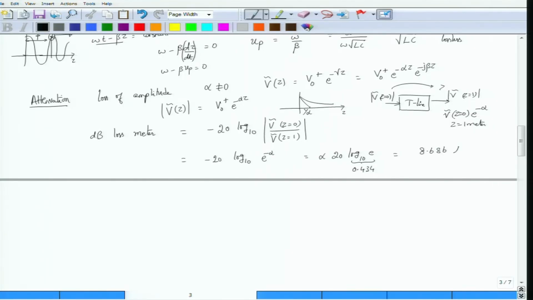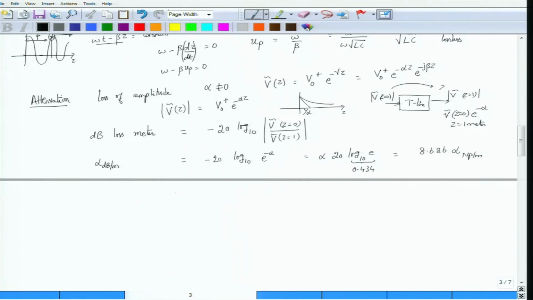8.686 times alpha. If I call this one alpha in dB per meter, then this alpha, which is coming from the actual expression of e power minus alpha, will be denoted by Neper per meter. Neper is a dimensionless unit, so this is Neper per meter, and this is the relationship between loss of the signals in dB per meter, to loss of signals in the natural units Neper per meter.